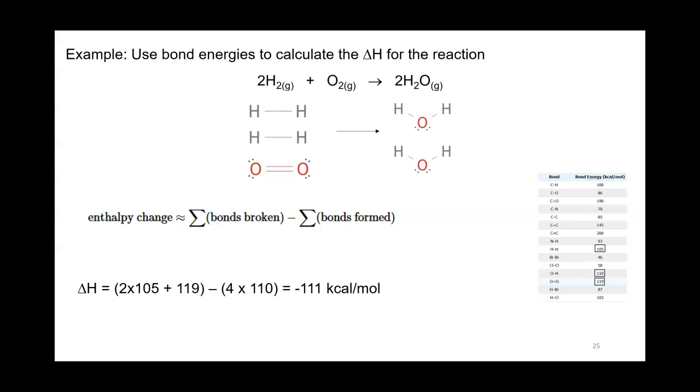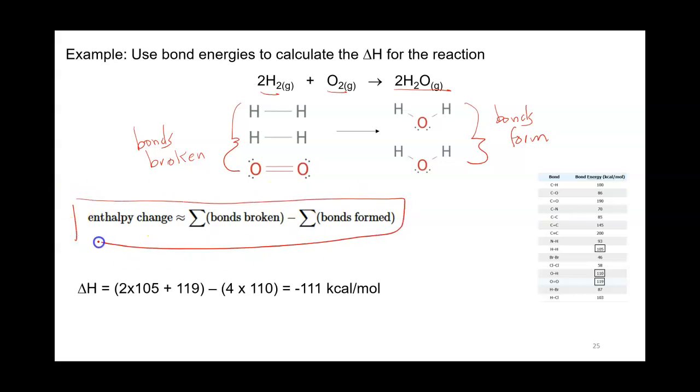So here's a little example. It says use bond energies to calculate the enthalpy change for the reaction 2H2 plus O2 gives 2H2O. The first thing that you want to do is write out the Lewis diagrams for all of the reactants, and these are the bonds that we're going to break. And then you want to write out all of the Lewis diagrams for all of the things that are in the products, and these are the bonds we're going to form.